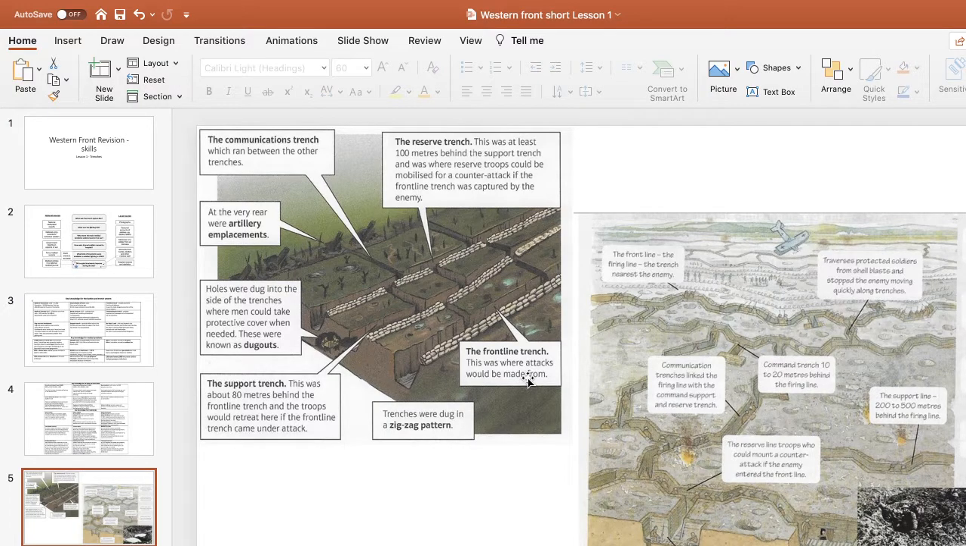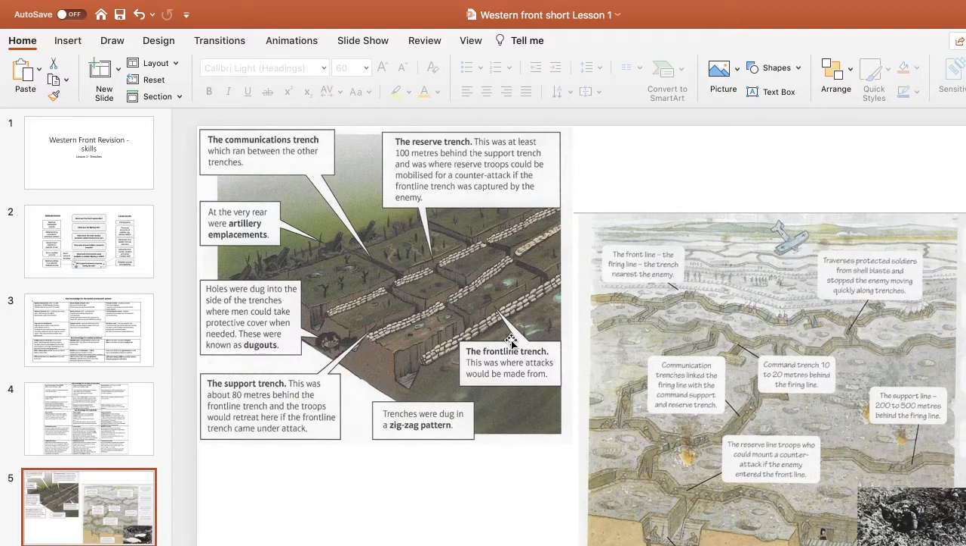This is where attacks would be made from. It's the firing line, the trench nearest the enemy, separated from their enemy by no man's land. Soldiers spent 50% of their time in the front line. This frontline trench is situated here, and obviously it makes sense that this is where the fighting would happen.